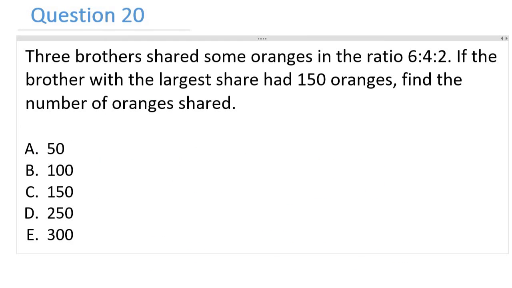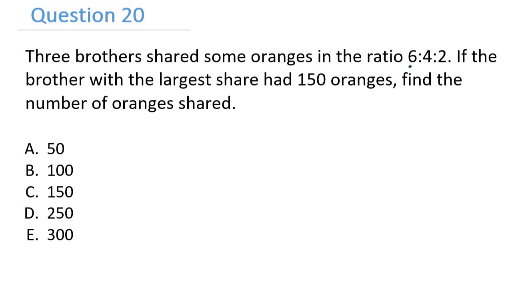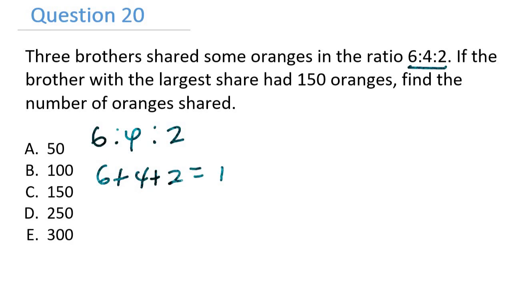Question 20. 3 brothers shared some oranges in the ratio 6:4:2. If the brother with the largest share had 150 oranges, find the number of oranges shared. So, the sum of ratio, 6:4:2. Sum of ratio is 6 plus 4 plus 2. Sum of all their ratios will give me 12.